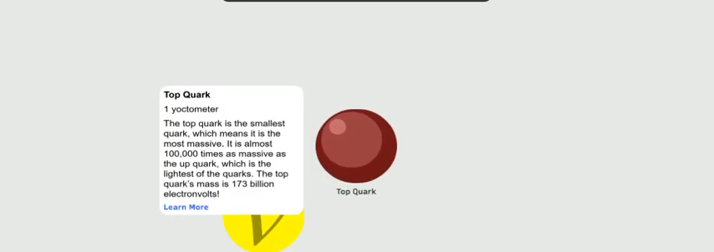Top quark. 1 octometer. The top quark is the smallest quark, which means it's the most massive. It's almost 100,000 times as massive as the up quark, which is the lightest of the quarks. The top quark's mass is 173 billion electron volts.